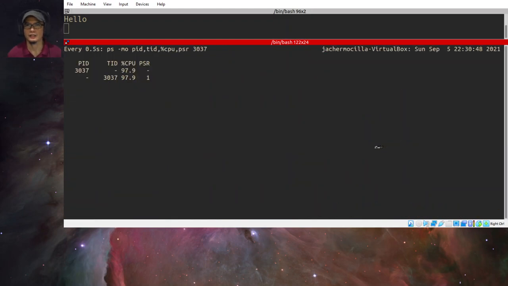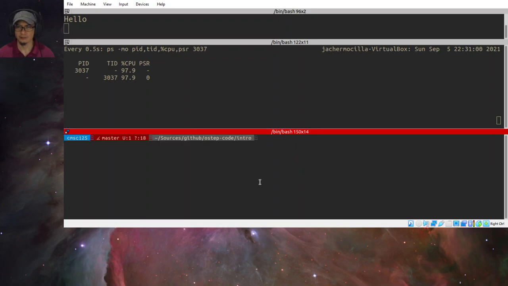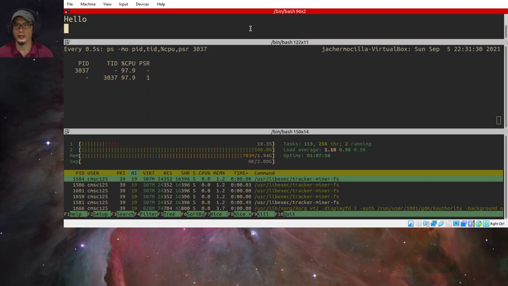So let's see what's happening here. Currently, this process is running on processor 1, which is this one at 100%. Full. Okay, so notice the percent CPU here. If we terminate the process, let's see what will happen to the system.